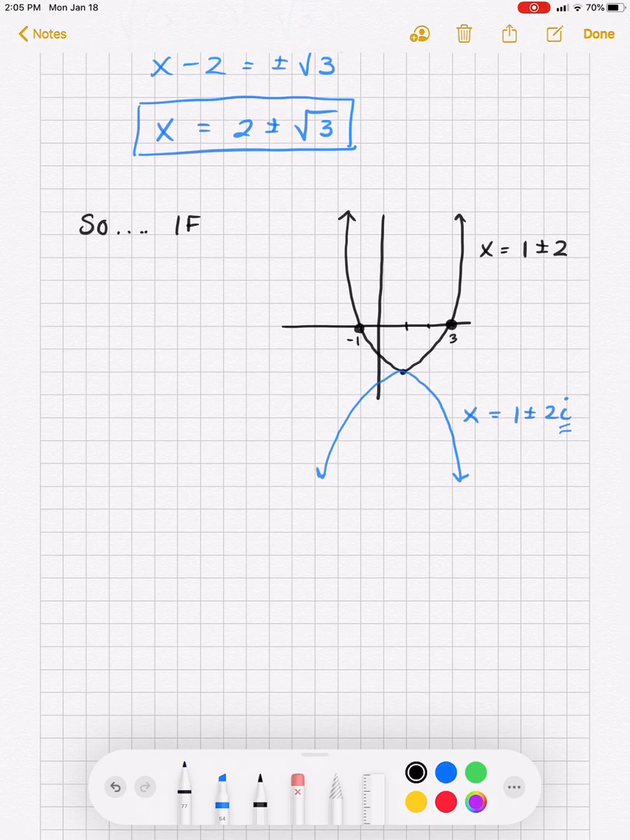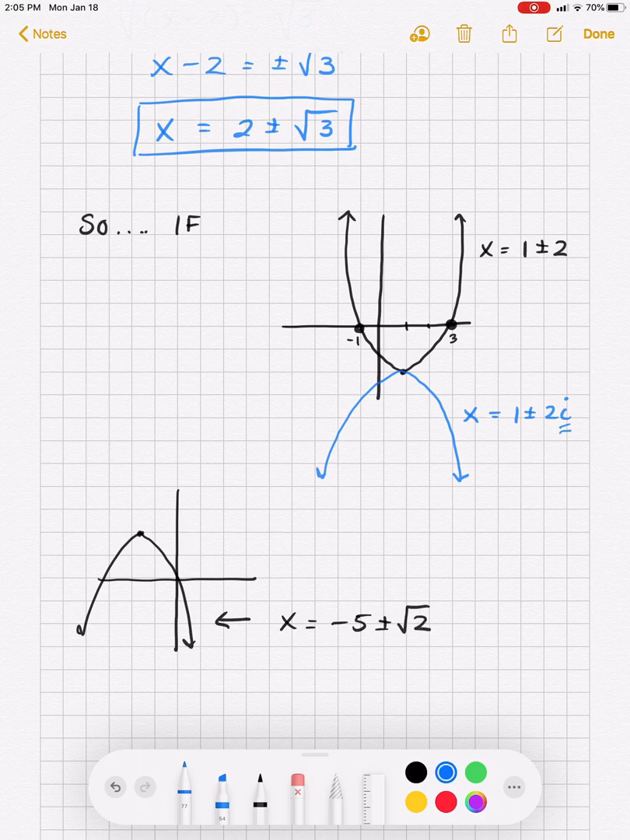Just one more quick connection. If you have a parabola that opens down, and the roots of this parabola are negative 5 plus or minus the square root of 2, then what are the roots of this related parabola that has the exact same width, exact same vertex, but opens up and doesn't cross? Well, the roots are going to be negative 5 plus or minus i square root of 2.